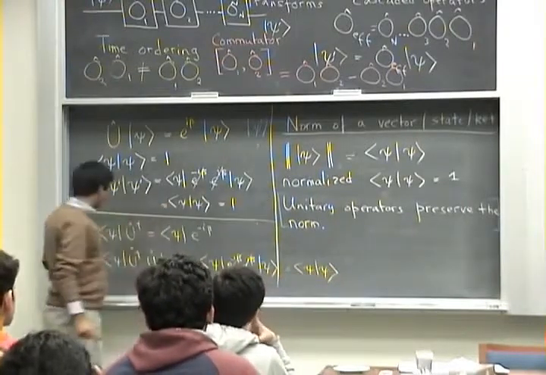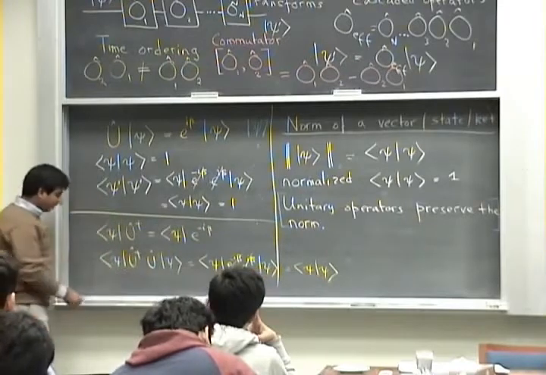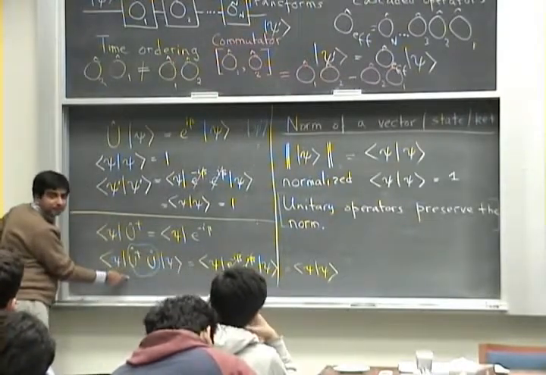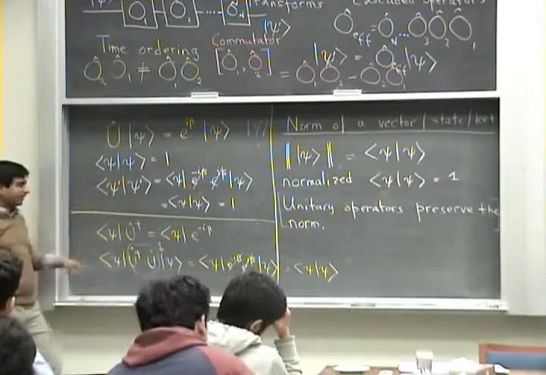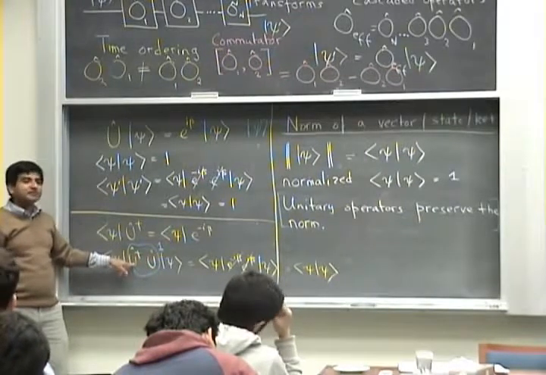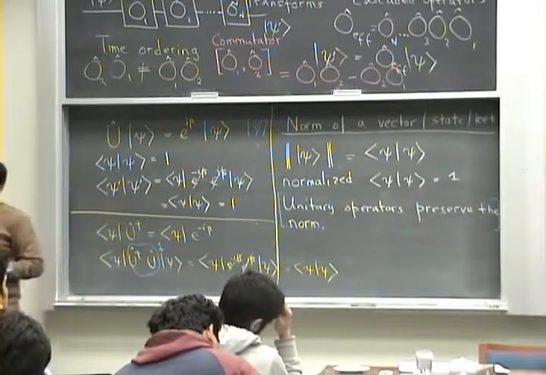Now if this has to be true, if this inner product must equal this inner product, then what should this operator be equal to? Identity, right? Hence, the unitary operator and its dagger must be inverses of one another. And this is what we've shown over there.